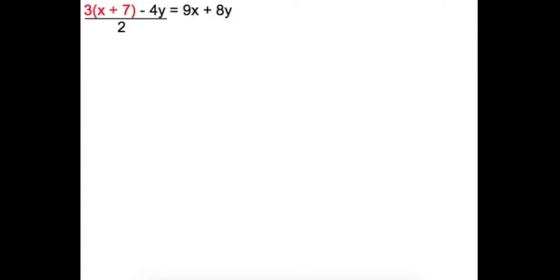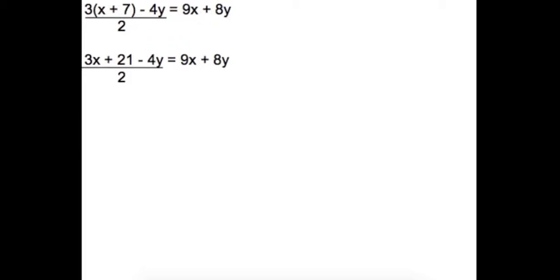3 times x plus 7 can be simplified using the distributive property. Using the distributive property, we will do 3 times x, which is 3x, and 3 times a positive 7, which is a positive 21. So, simplifying 3 times x plus 7 will get us 3x plus 21.